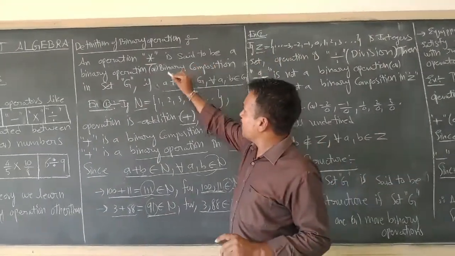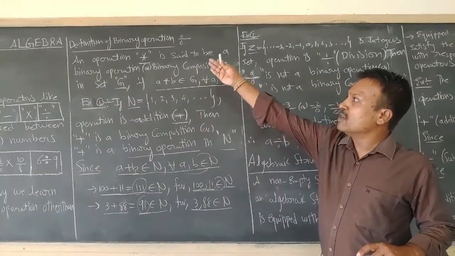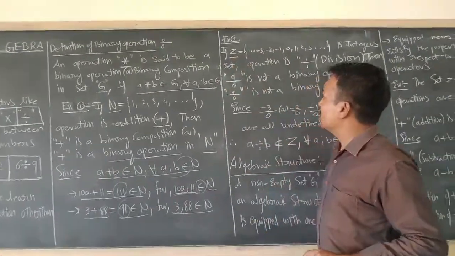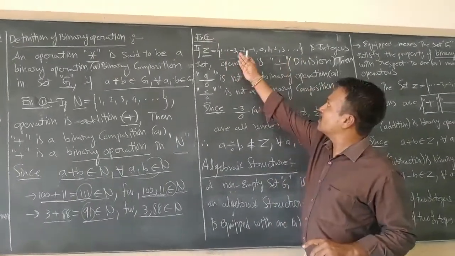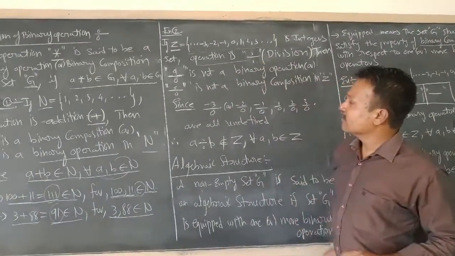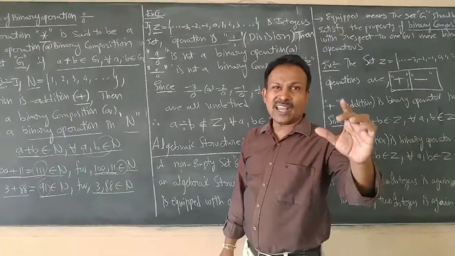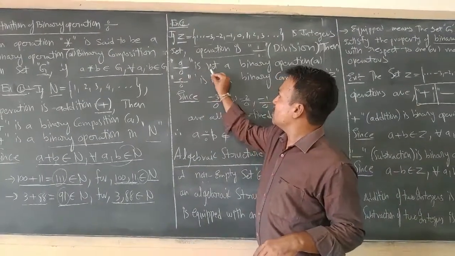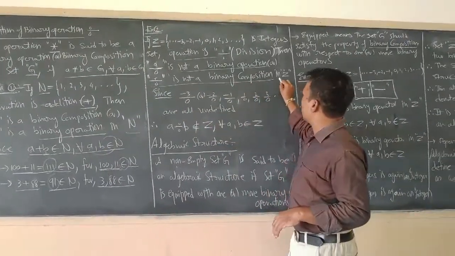In this definition, I have taken set G as it is the standard representation of the definition of binary composition. Here I have taken Z, which represents the set of integers. I have taken all the integers, and the operation is division. Now let us test whether division is a binary operation in the set of integers or not. See, division is not a binary operation, or not a binary composition, in this set.